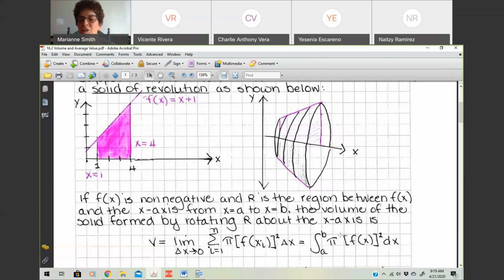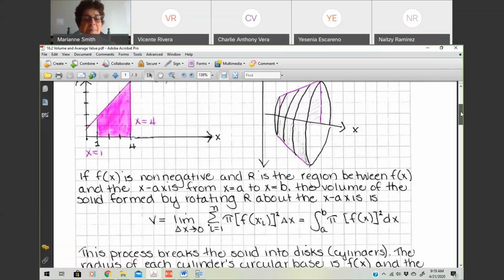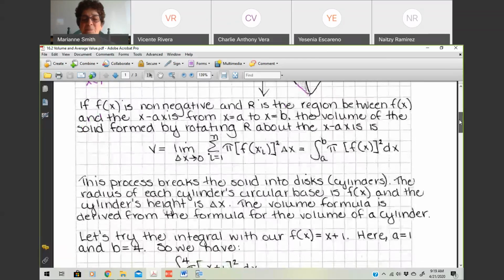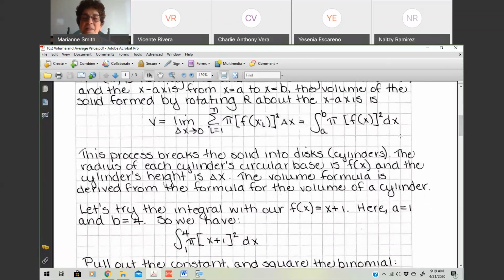So all of the discussion here has resulted in this formula for finding the volume of a solid that's bounded by the function f of x, which is going to be always above your x-axis, from x equals a to x equals b, if you rotate the thing around the x-axis. So let's do it with my function. It's breaking the solid into disks, so this is called the disk method, as opposed to other methods called the washer method or the shell method. Don't worry about those.